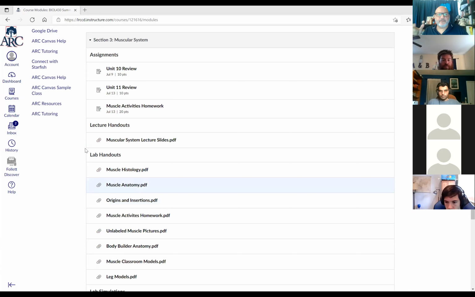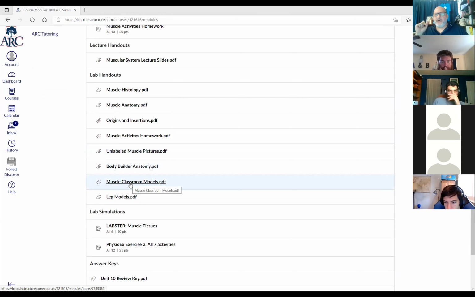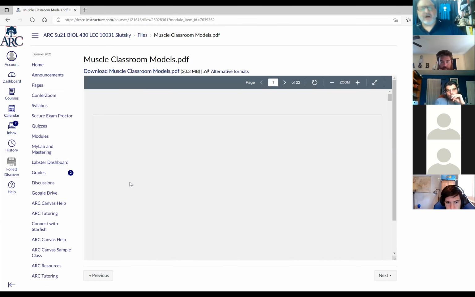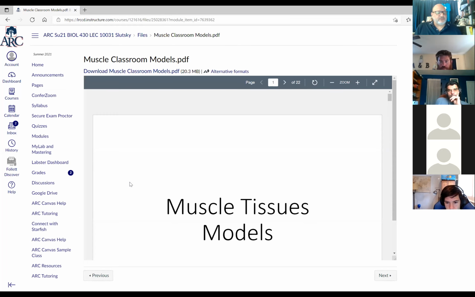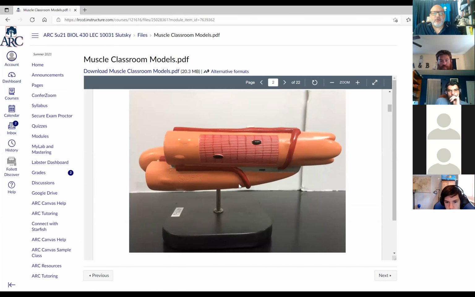In your modules, under the lab handouts, you will see unlabeled muscle picture. Muscle classroom models. When you click on muscle classroom models, you'll see a couple things. First, you'll see the individual muscle tissues that we've already talked about. Based on what we talked about, what type of muscle tissue do you think this is a model of?